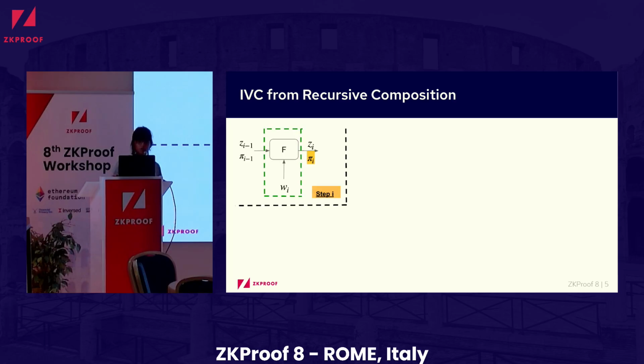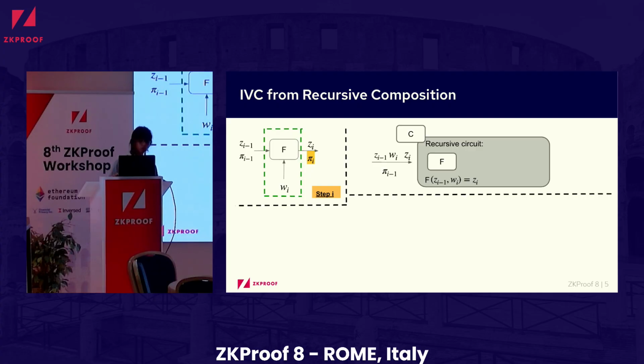Right, so a very common practical way of building IVCs is through recursive composition of Snarks. So you have step i. What we do is we define a recursive circuit, which consists of two components. The first component just proves that this function f for step i has been computed correctly. And the second component basically checks this snark proof pi i minus 1. So this circuit at step i basically says that, okay, this current step is done correctly, and everything till step i minus 1 was done correctly.